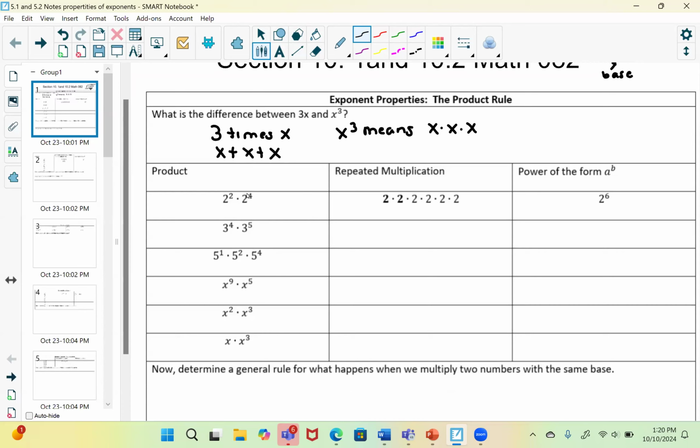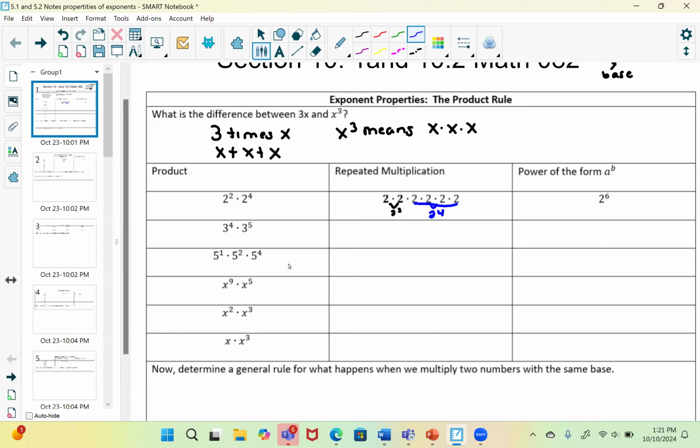I showed the first one for all of these. So 2 squared means 2 times 2. And then I'm multiplying by 2 to the fourth, and if I write out 2 to the fourth, I have 2 times 2 times 2 times 2. This part is 2 squared, and this part here is 2 to the fourth. I can write it all out. If I want to simplify this, not multiplying it out, but writing it as 2 to an exponent, I count how many 2s I have: 1, 2, 3, 4, 5, 6. So this is really 2 to the 6.